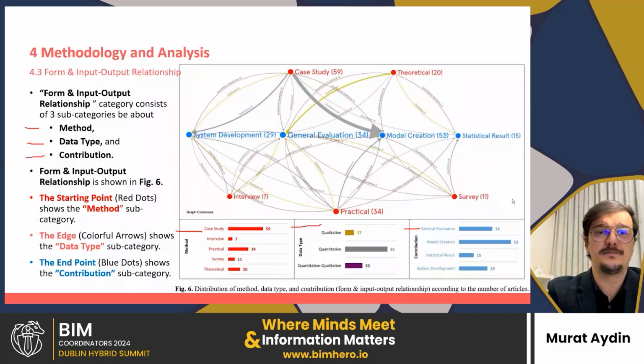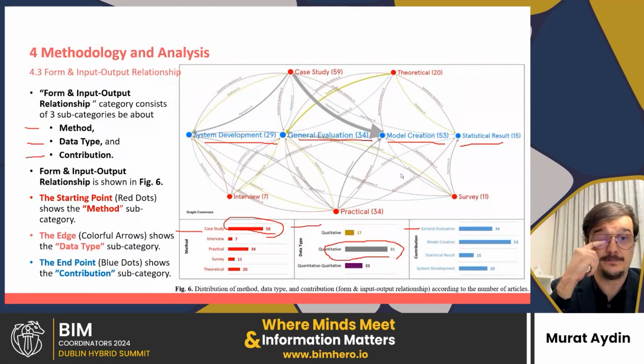As shown in figure 6, the case study is the most common method used in the articles. Most of the articles are based on quantitative data, and the contribution of the articles to the subject area is discussed in the contribution subcategory. Model creation, general evaluation, system development, and statistical results are the most common contributions of the studies, respectively.